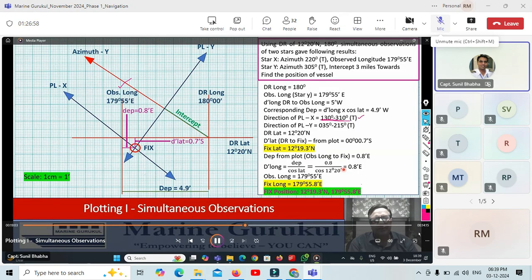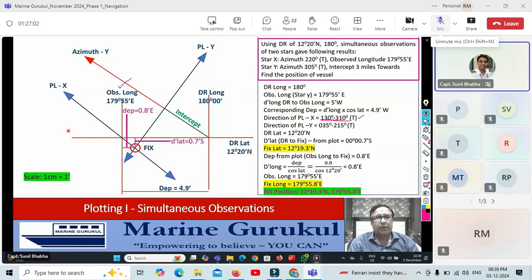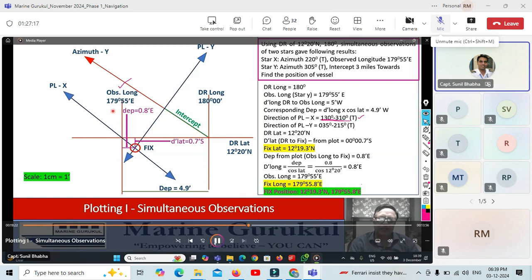(179 degrees 55.8 minutes east). Now, if you do not have access to the graph paper, the same plot shall appear the way you can see on a plain sheet here, drawn to a scale that is chosen. That is how your plot shall appear on a sheet in the absence of being plotted on a graph paper. All right, so this was our second question.